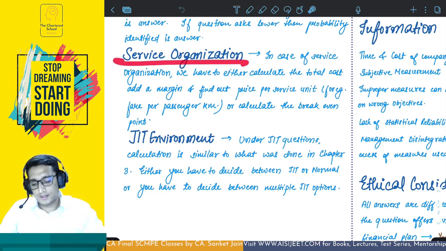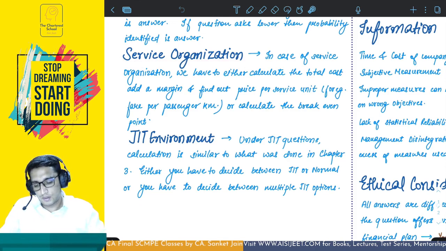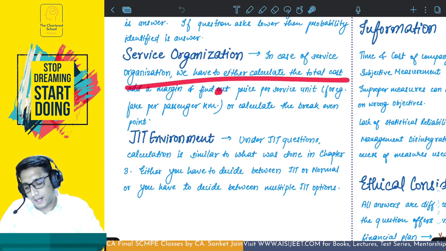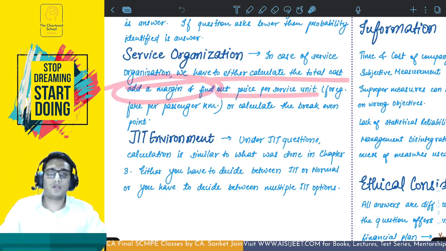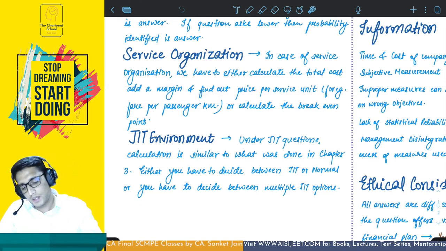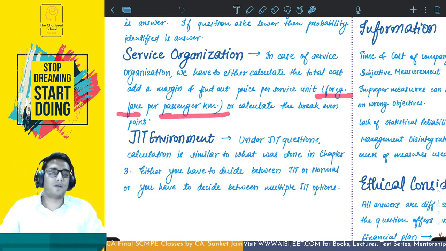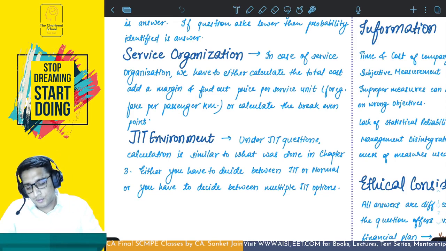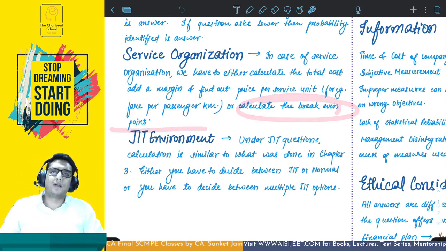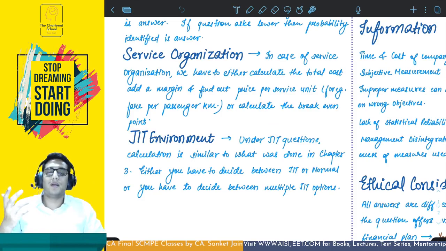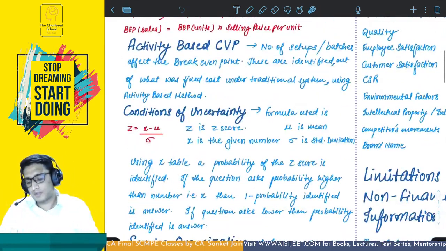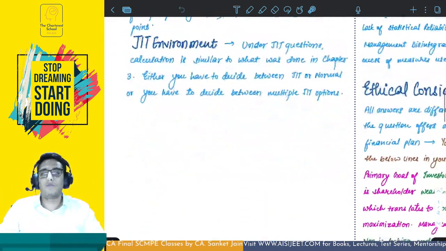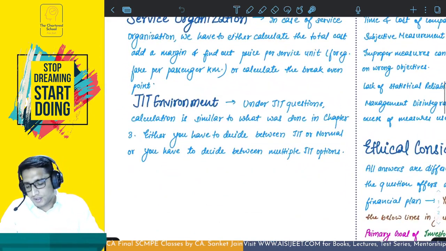So service organization, what you are required to do is you are supposed to calculate either the total cost, then add a margin, find out the price per service unit. The question that is given to you in the SM is going to ask you to calculate fare per passenger kilometer. Or there could be another type of question where you might have to calculate the break even point. So just the way how we used to calculate in activity based CVP, same way.